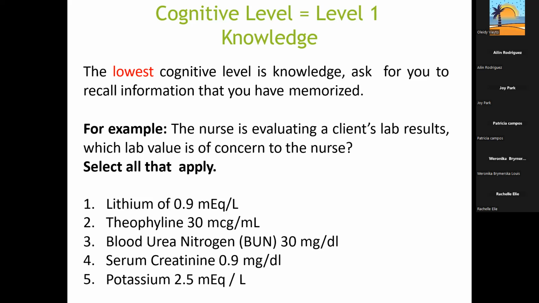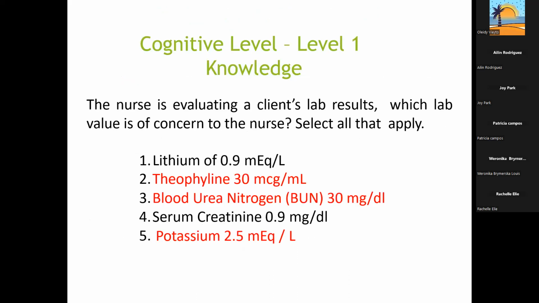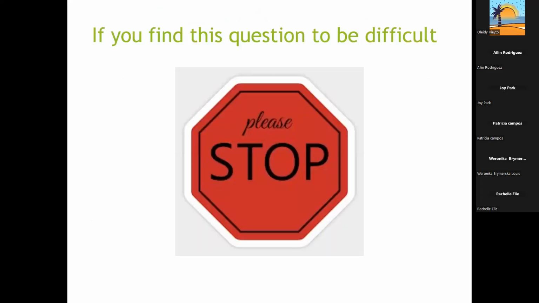So I see some mixed answers. I see 2, I see 3, 5s. If this was a group test, I think y'all can make it. So theophylline, BUN, potassium, those are the ones that concern me. Again, it was asking you which is of concern to you. And remember, if you found this question to be difficult, that was a knowledge question. This is a question on NCLEX that doesn't even count for you to get a license. It's a basic level question.